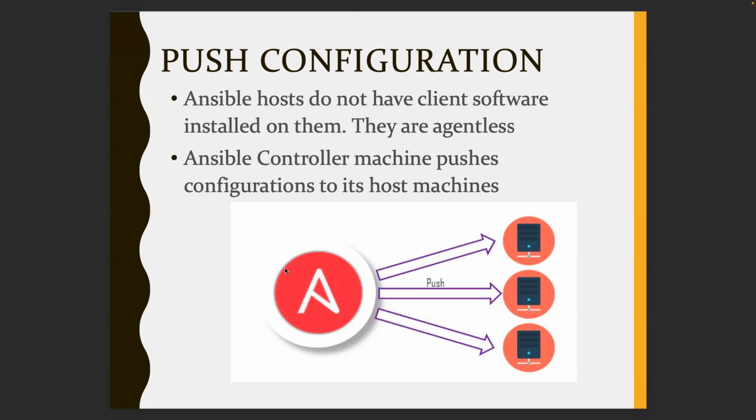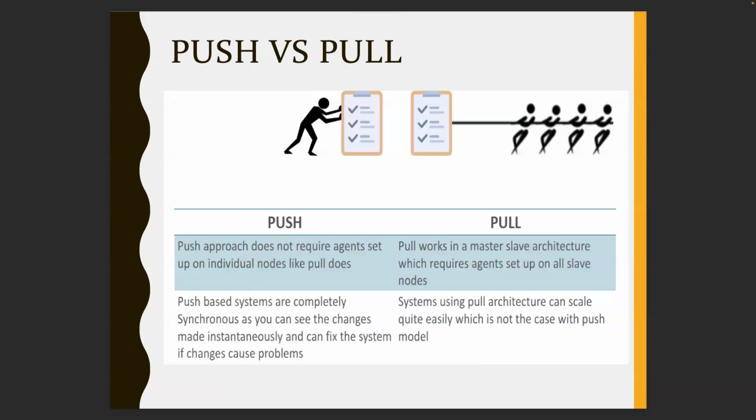This Ansible controller machine pushes the configurations to the hosts or targets. That's called push configuration. And there are other configuration management tools which use pull configuration. Push and pull configuration have certain differences. See here, the push approach doesn't require agent setup on individual nodes like pull does. In push configuration, Ansible is installed only on one single server, which pushes the configurations to all the targets. Targets need not have any client software installed. That's why it's called agentless. Your server itself will push the configurations.